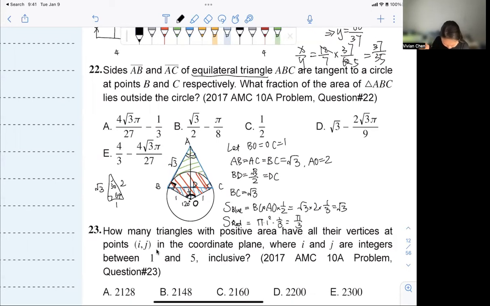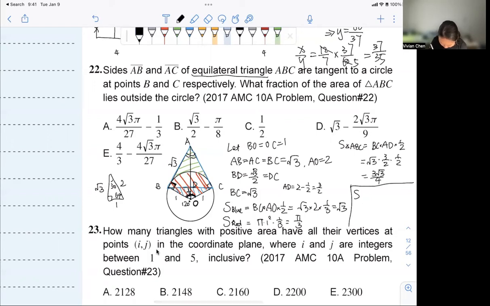Now we just need to use the blue area. Oh yeah, we have to calculate triangle ABC first. So triangle ABC would be BC times AD times 1/2. BC is square root 3. AD would be AO minus DO. DO here is 1/2. AO is 2. So AD is 2 minus 1/2. It will be 3 over 2. 3 over 2 times this gives us 3 square root 3 over 4.